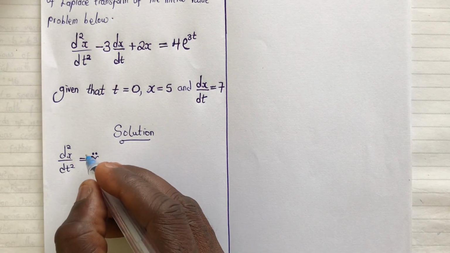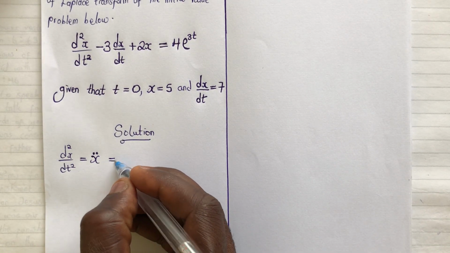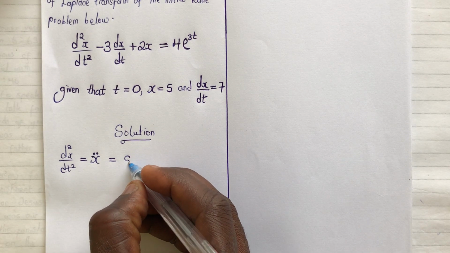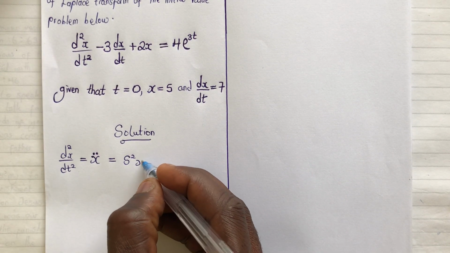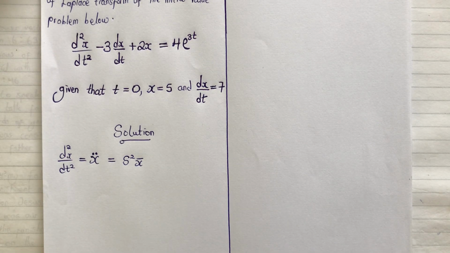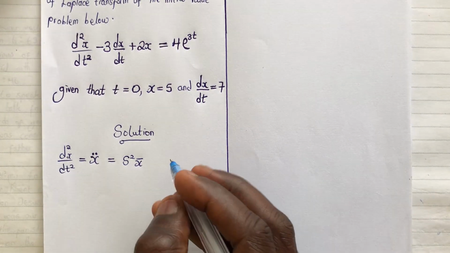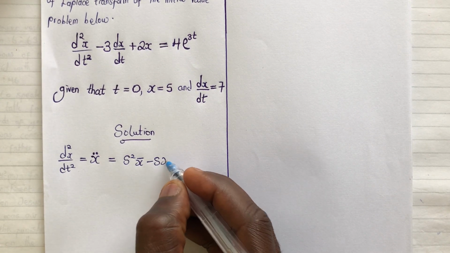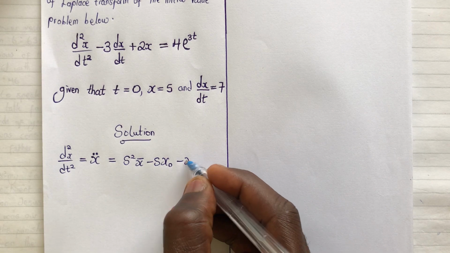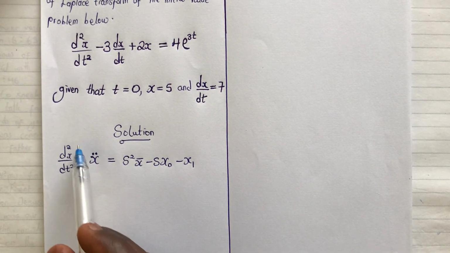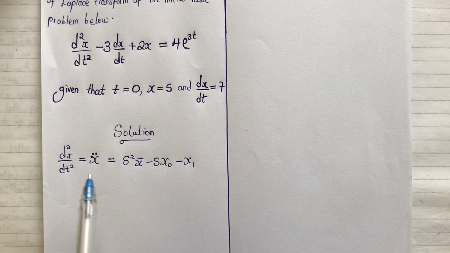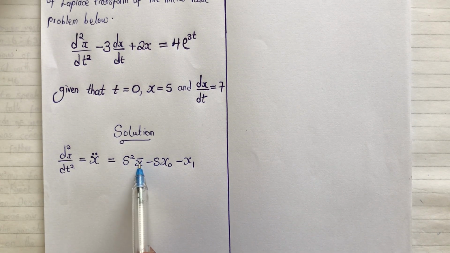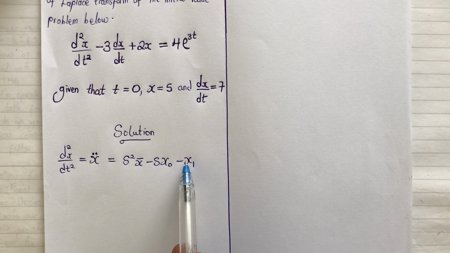When we convert the second derivative into Laplace transform, the result will give you s square times x bar. Remember that the Laplace transform of the variable x is x bar, from transform of derivatives. Continuing, minus s x naught minus x1. So converting a second derivative using notations will give you s square x bar minus s x naught minus x1.